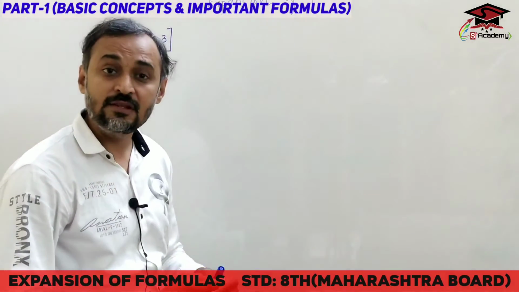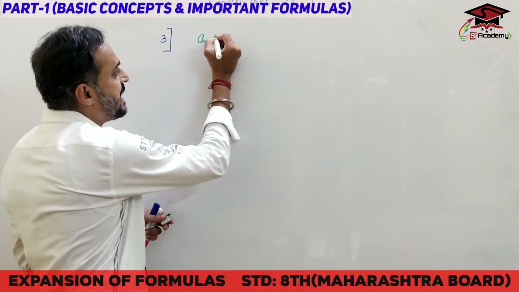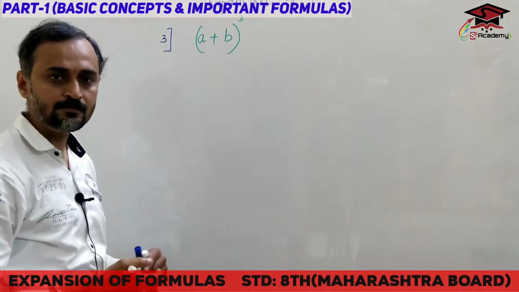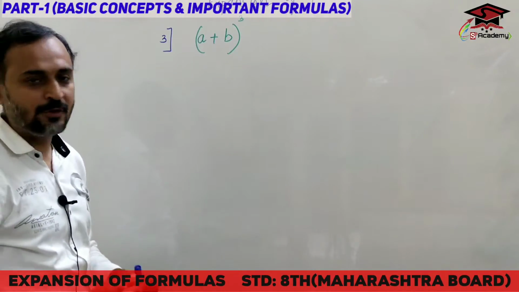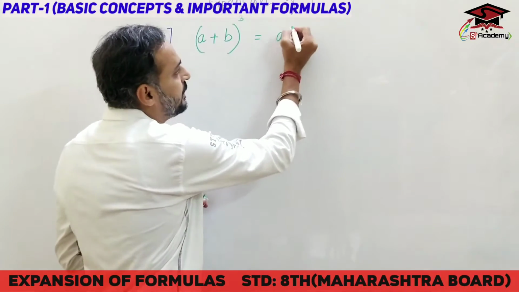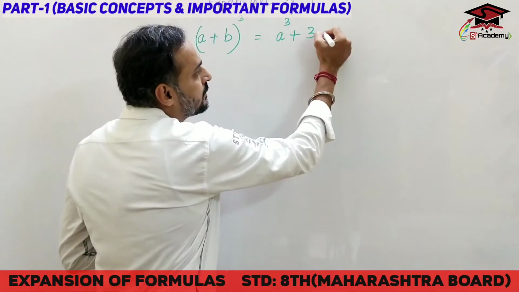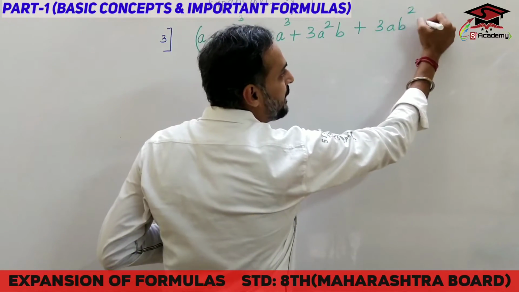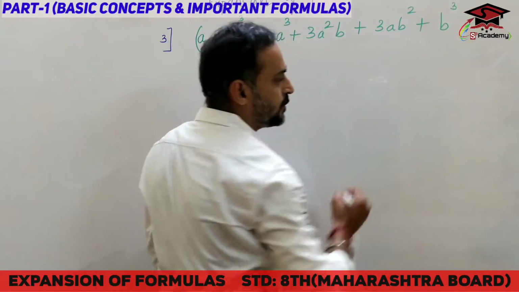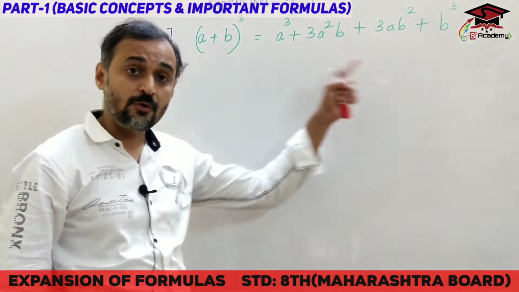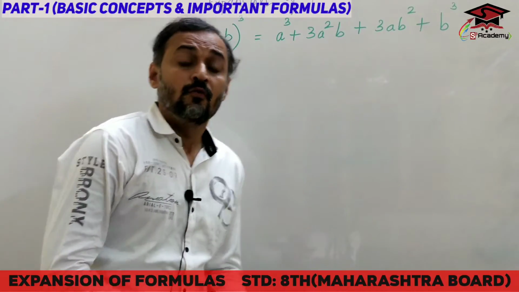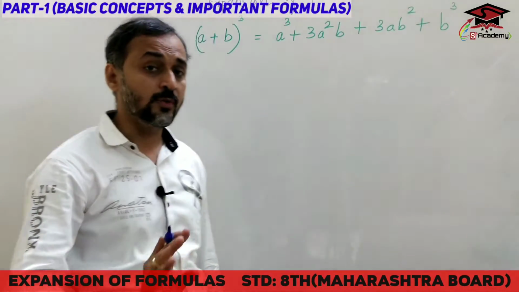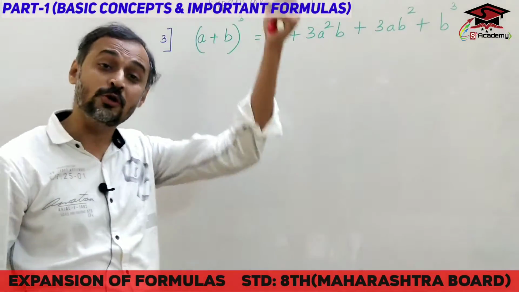Now we will move ahead in the part of the formula to understand. Let me say a plus b the whole cube. Okay, now a plus b the whole cube. Again my formula is a cube plus 3a square b plus 3ab square plus b cube. Yes, of course the formula is too big, no worries. We'll make it more clear about the content. Now a plus b the whole cube, that means 3 times.